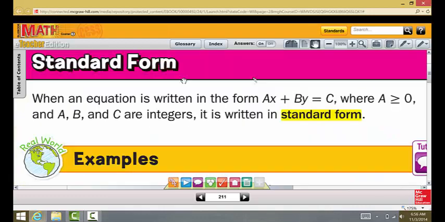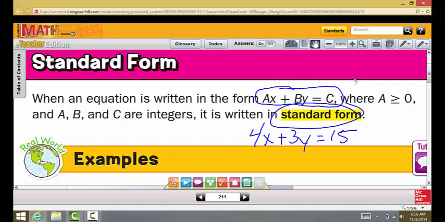We've got another concept that we should put into our notes here. When an equation is written in the form ax plus by equals c, where a has to be greater than or equal to 0, and a, b, and c are integers, it is written in standard form. So let's say we had 4x plus 3y equals 15 as an example. That would be the standard form of a line.